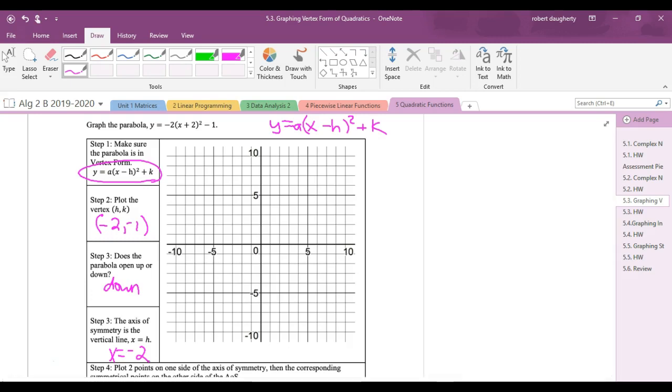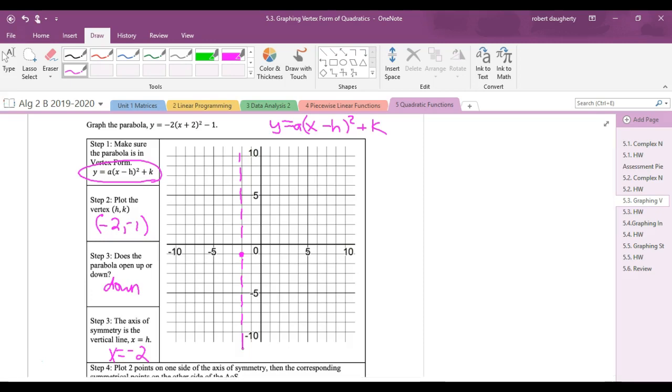So let's look at it. I know that the vertex is negative 2, negative 1, and that's also on my axis of symmetry, x equals negative 2. I know it opens downward. I just need a couple of points here.